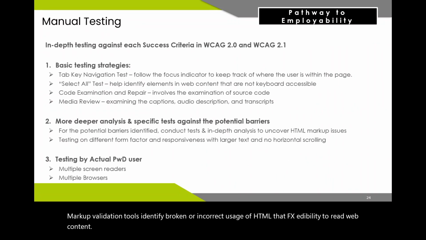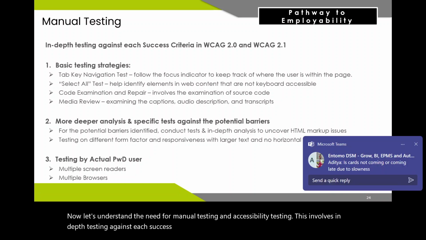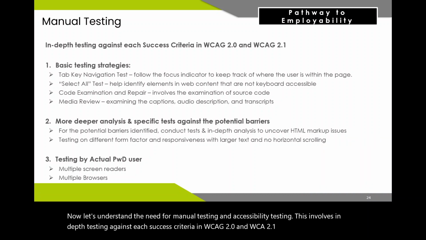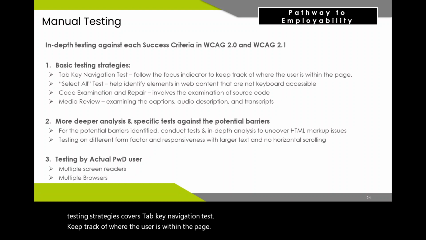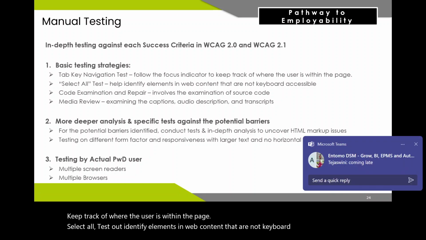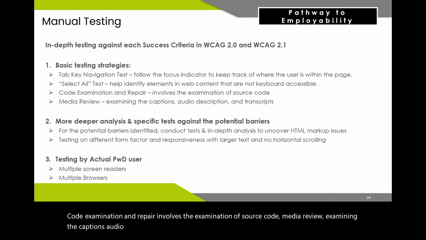Now let's understand the need for manual testing in accessibility testing. This involves in-depth testing against each success criterion in WCAG 2.0 and WCAG 2.1 guidelines. The basic testing strategies cover: Tab key navigation test, following the focus indicator to keep track of where the user is within the page. Select all test, to help identify elements in web content that are not keyboard accessible. Code examination and repair involves the examination of source code. Media review: examining the captions, audio description, and transcripts.